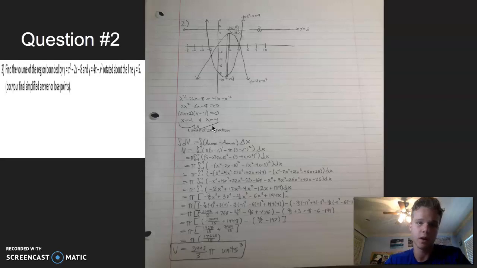Question 2, it says find the volume of the region bounded by y equals x squared minus 2x minus 8 and y equals 4x minus x squared, rotated about the line y equals 5. So first I drew my picture with labeled slice. The lower coordinate is x1, y1, the upper one is x1, y2.